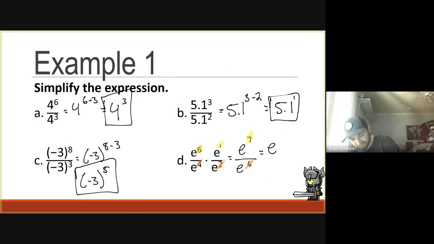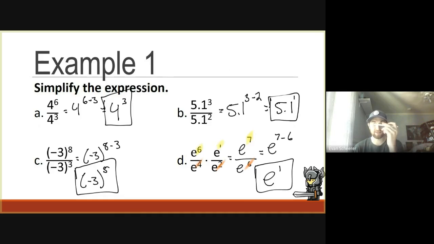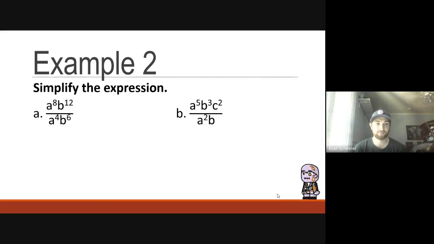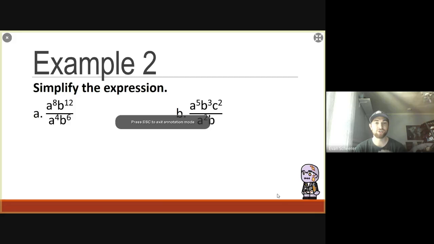Well, that equals e to the 7 minus 6, which just equals e to the 1st power. Hopefully you guys get that. I multiplied across first, so I used the product of powers rule, and then I used the division one after and subtracted. So I added the exponents on the top, I added the exponents on the bottom, and then I subtracted the total. Let's do a couple more examples. Whoa, looks really intense, right, guys? But it's not that bad because we just need to line up whatever the common bases are.